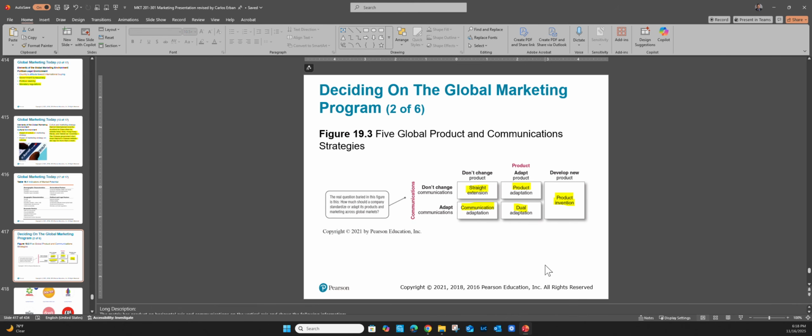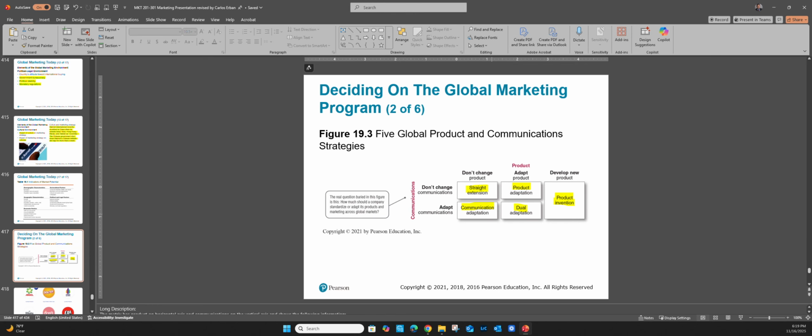So how do you decide what you're going to do? Well, you have many choices, and I'm going to go over them. From a communication standpoint and product standpoint: you don't change the product and don't change the communication, so that's a straight extension. Now, you don't change the communication, but you make small adjustments to the product. Like I said, sometimes the flavor of a product is a little different, so you make a small change, but everything else remains the same.